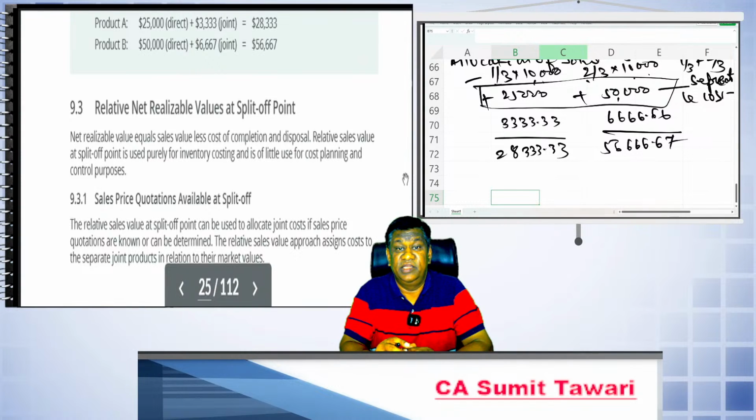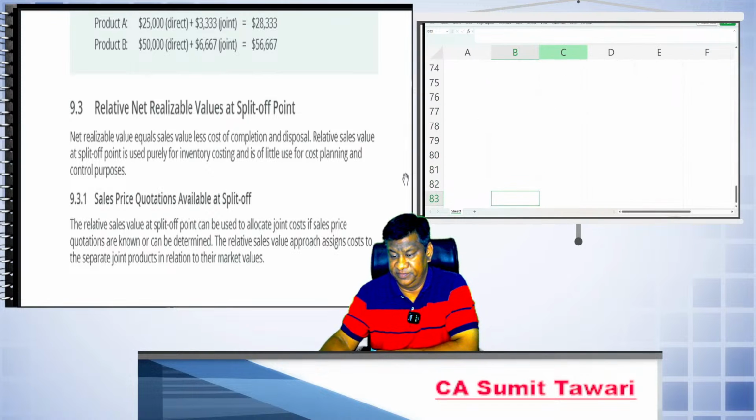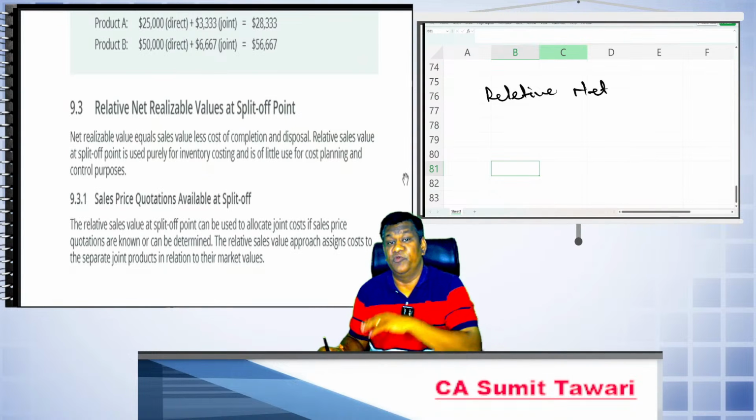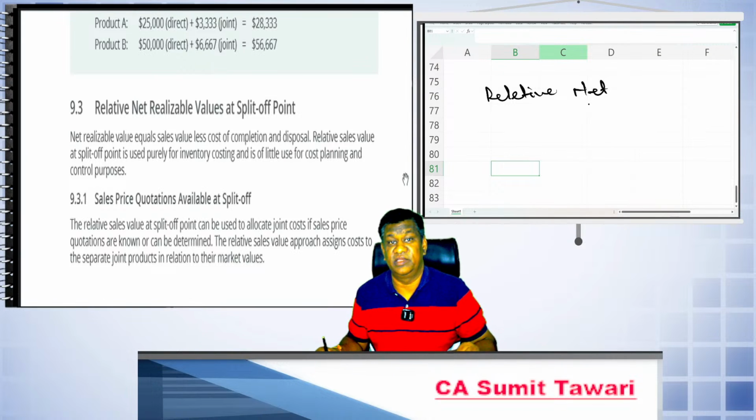Then the relative net realizable value at split-off point. Net realizable value equals sales value less cost of completion and disposal. The relative sales value at split-off point is used purely for inventory costing and is of little use for the cost planning and control process. So what happened at split-off point? That is how we need to consider the relative net realizable value. It means if I cannot bifurcate the joint cost on the basis of production, then I need to consider the relative net realizable value.